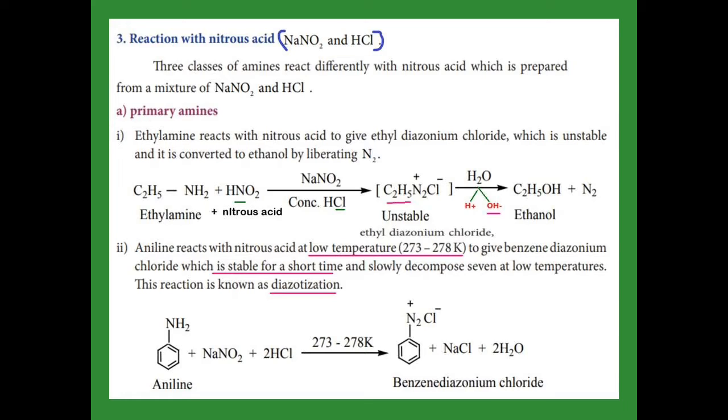Keep it in mind, this question is very important. Diazotization means when aniline reacts with nitrous acid. How do you get the nitrous acid? Sodium nitrite reacted with HCl at 273 Kelvin, it gives benzene diazonium chloride. That reaction is called diazotization.